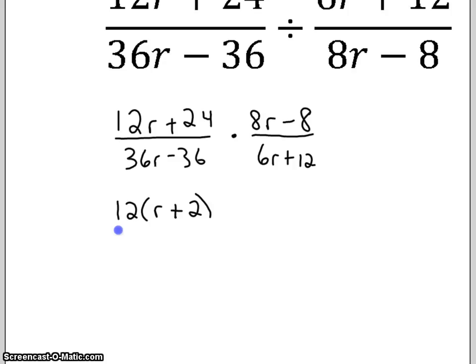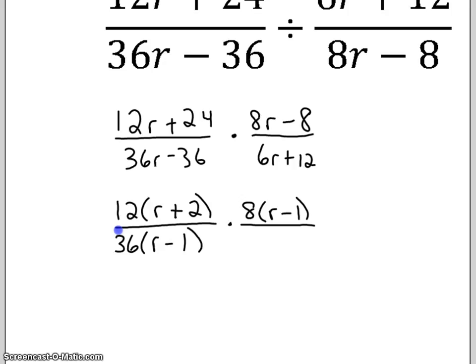Now, if I have an r plus 2 in the denominator, I can cancel that r plus 2 with this r plus 2. Well, let's see what happens. What we do is factor every single part of this. So 36r minus 36 can become 36 times r minus 1. Now, in the numerator of the second fraction, we can take out a common factor of 8, and we have 8 times r minus 1. And now in the denominator, we can take out a 6, and we're left with 6 times r plus 2.